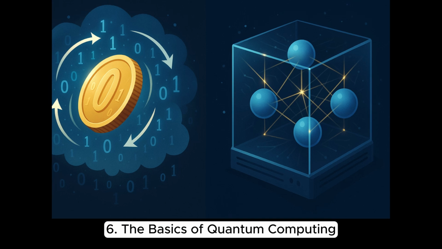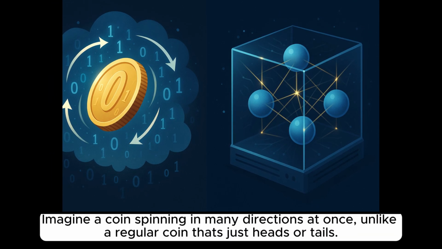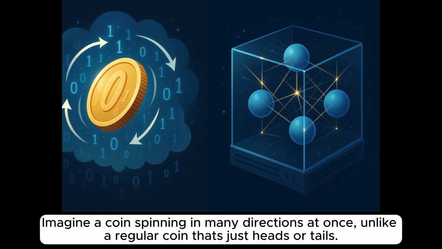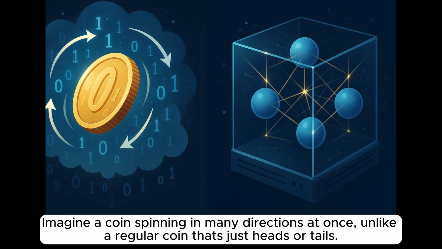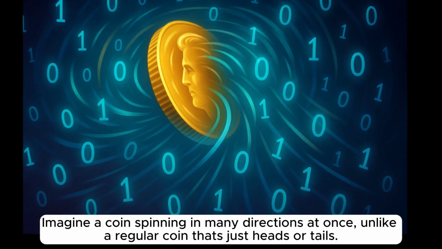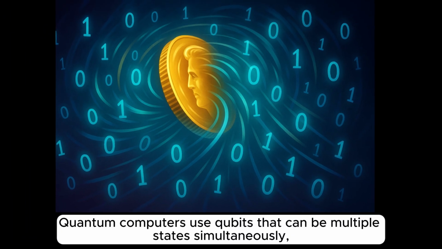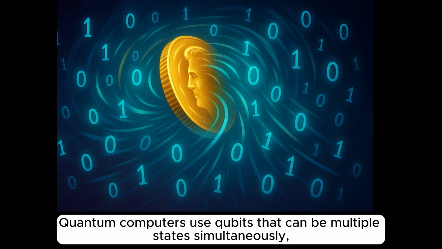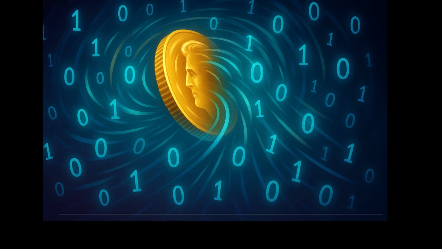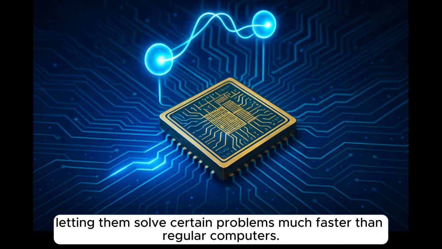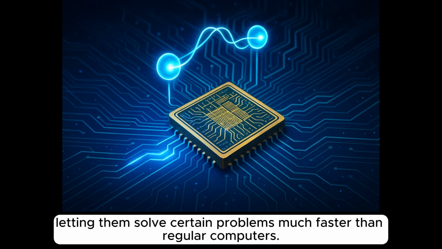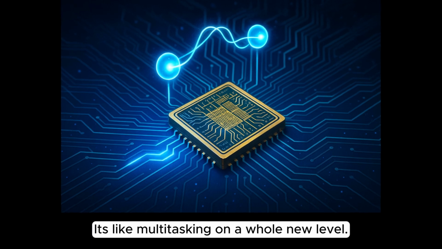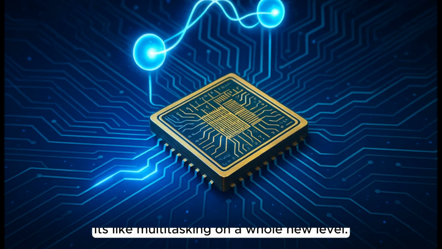6. The basics of quantum computing. Imagine a coin spinning in many directions at once, unlike a regular coin that's just heads or tails. Quantum computers use qubits that can be in multiple states simultaneously, letting them solve certain problems much faster than regular computers. It's like multitasking on a whole new level.